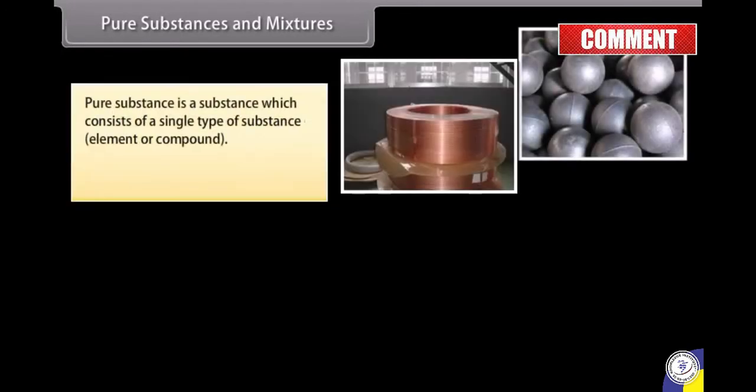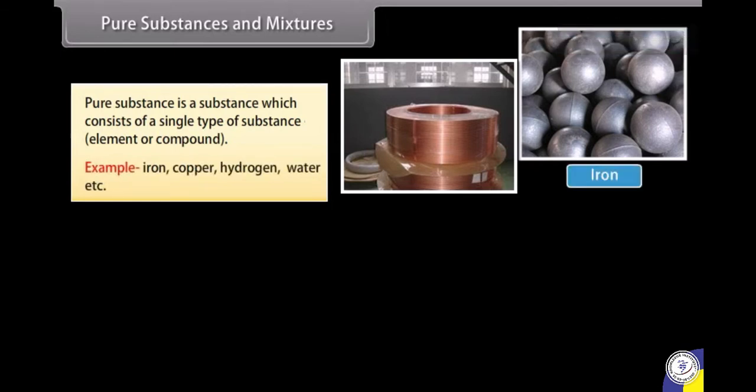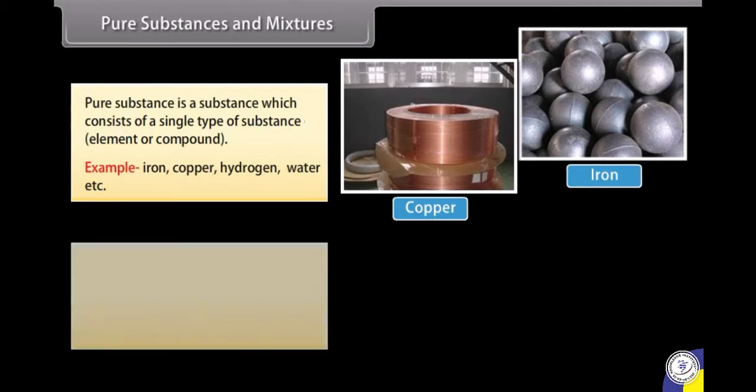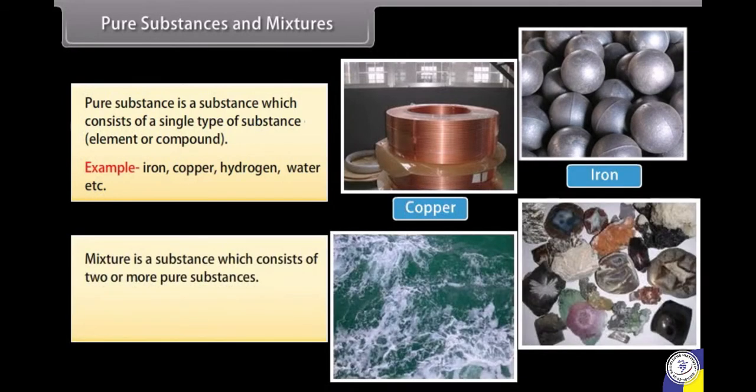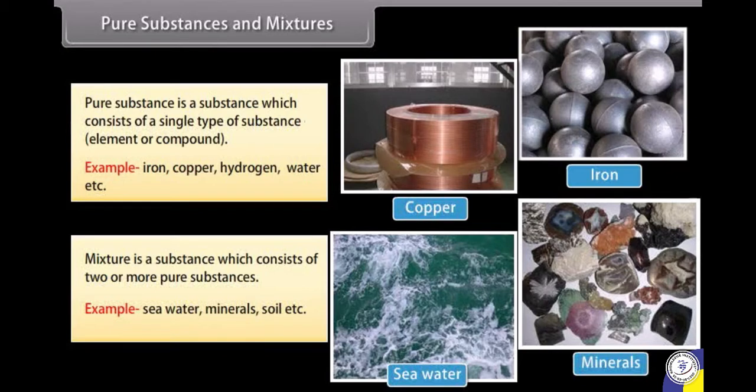Pure substances and mixtures. Pure substance is a substance which consists of a single type of substance, element or compound. Example: iron, copper, hydrogen, water, etc. Mixture is a substance which consists of two or more pure substances. For example, seawater, minerals, soil, etc.